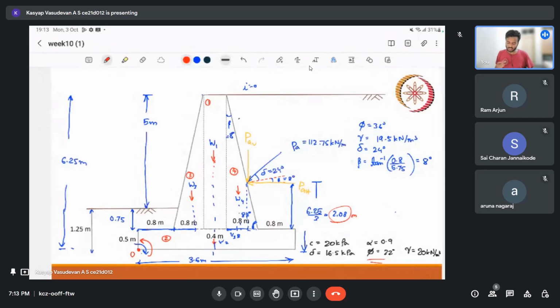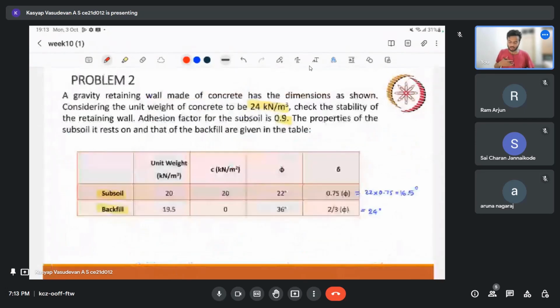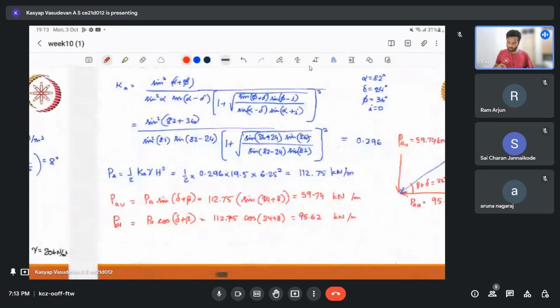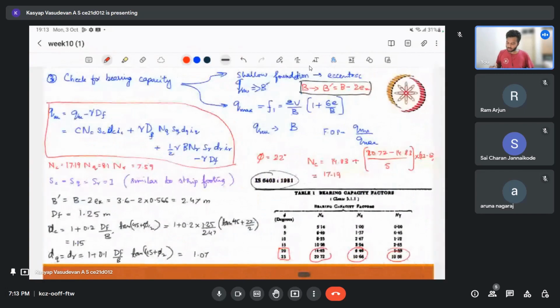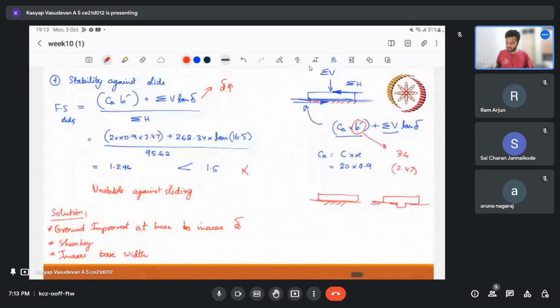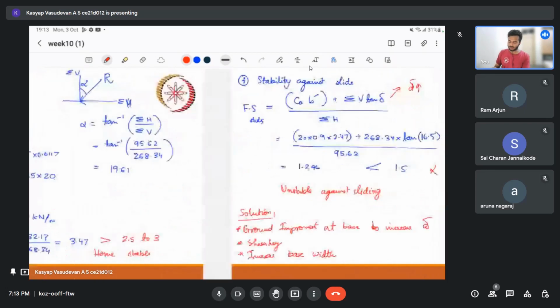So in the question, suppose we are trying to design. In the next iteration we are supposed to come up with any of these solutions that we are suggesting, which can improve our resistance against sliding. So this is the way to do it using Coulomb's theory.